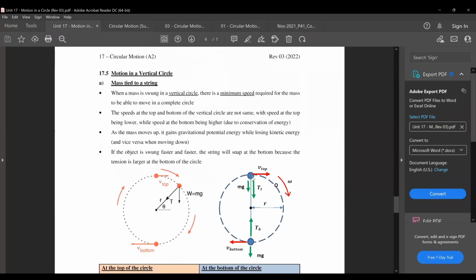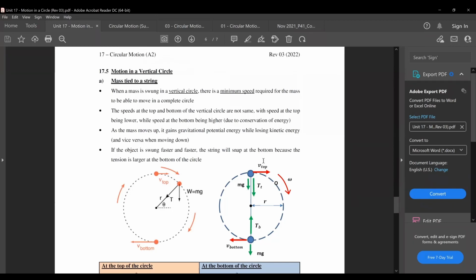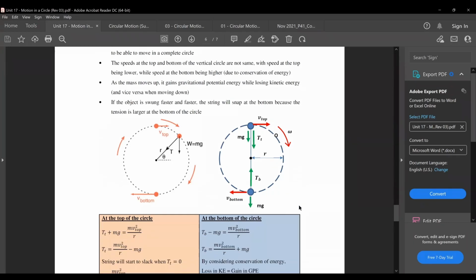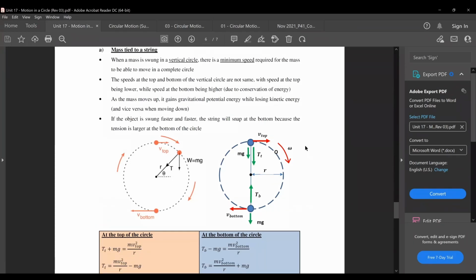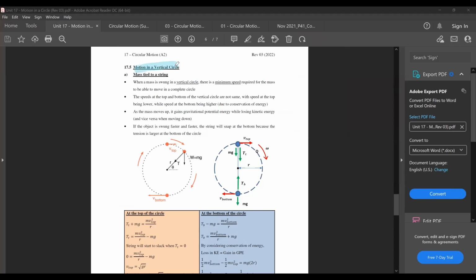We've gone through examples on horizontal circle, so I need to go through examples on vertical circle for you. Analysis for vertical circle is a bit different, or some people say it's actually a bit more difficult. Okay, I leave you to judge for that. Right, so earlier we did motion in a horizontal circle. Now we go through motion in a vertical circle.